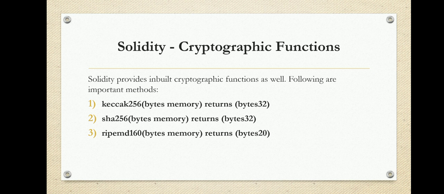Then Solidity also supports cryptographic functions. Solidity is based on cryptography because we are going to deploy the smart contracts in the blockchain network, so it has to support cryptographic functions in order to provide security. Some of the built-in cryptographic functions: we have KECCAK256, which is a hash function that returns 32 bytes, and also SHA-256 and RIPEMD-160. These are some of the built-in cryptographic hash functions available in Solidity programming.